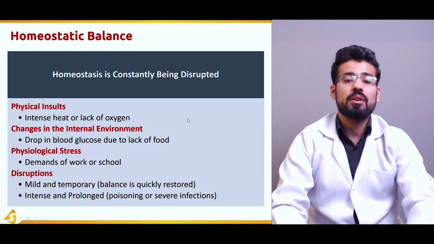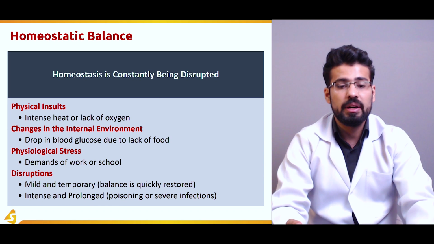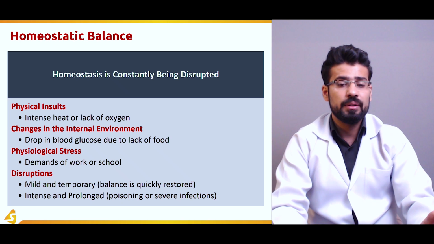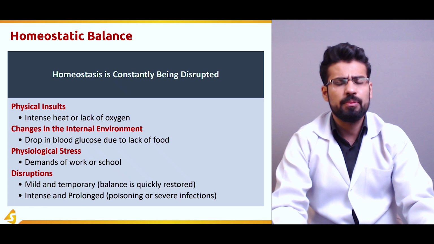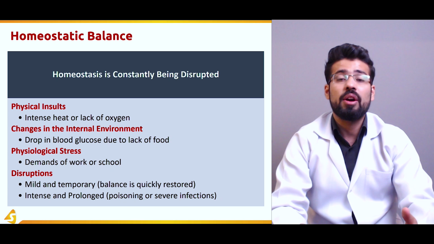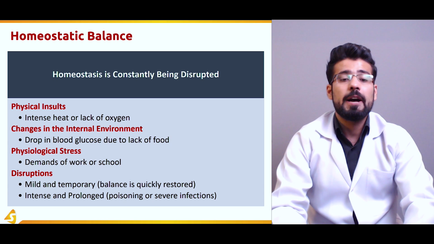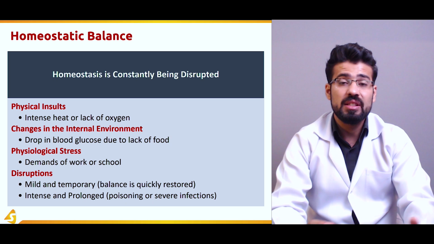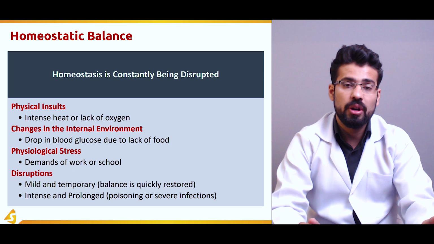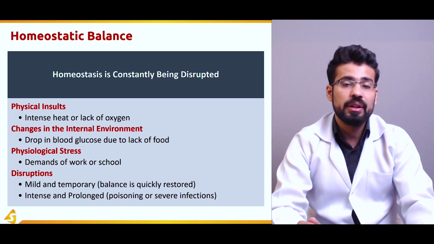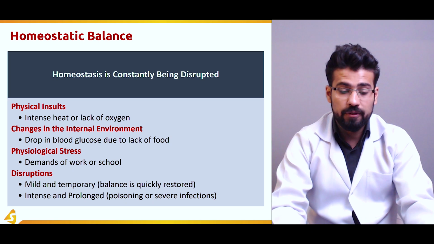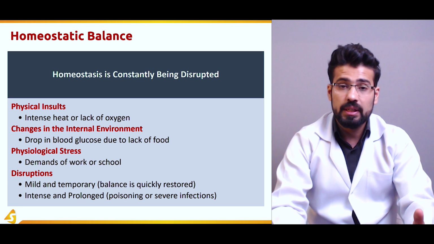Homeostatic balance is continuously being disrupted, and there is a physical insult being offered to the body. That includes either the presence of intense heat, a sudden change in temperature, or a lack of oxygen. It also includes changes in the internal environment as compared to the external environment. For example, there is a sudden drop in blood glucose during moments of fasting, or due to the lack of food. There is physiological stress, of course, as well.